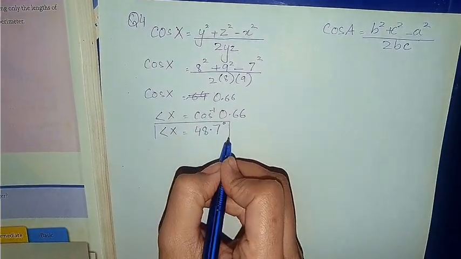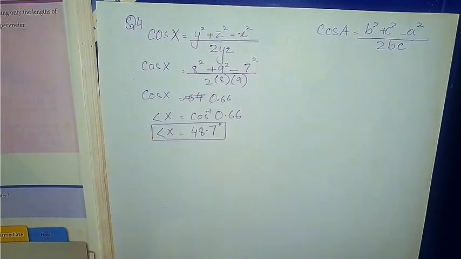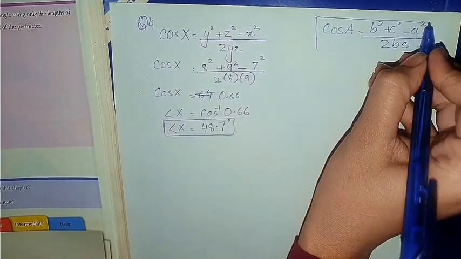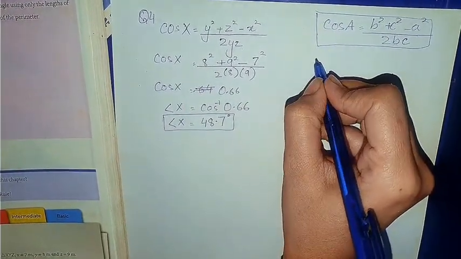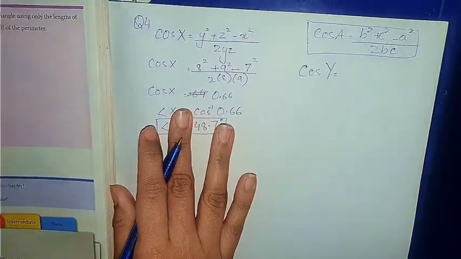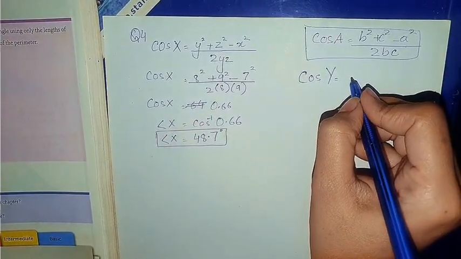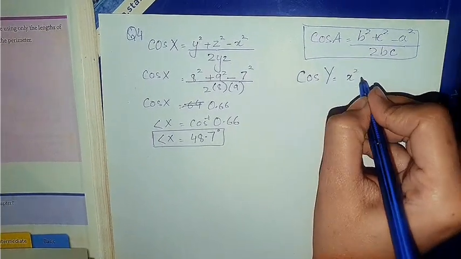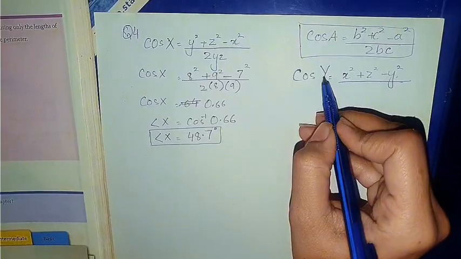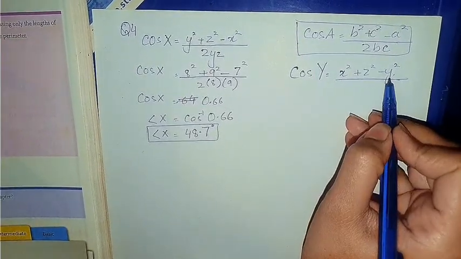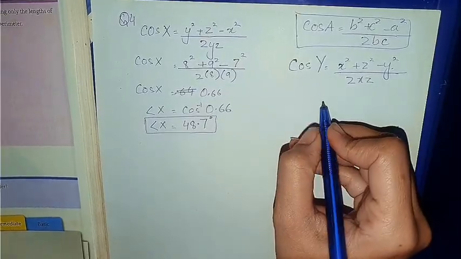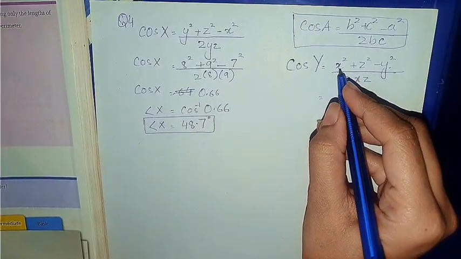Now move to another. Now we have to use the formula for angle Y. Okay, this is our main formula. Now for angle Y, this is cos Y. I'm writing it capital because this represents angle. Now this is X square plus Z square minus Y square. Why am I writing Y as minus? The angle which we find out, its side is always in negative square. Okay, and 2XZ.